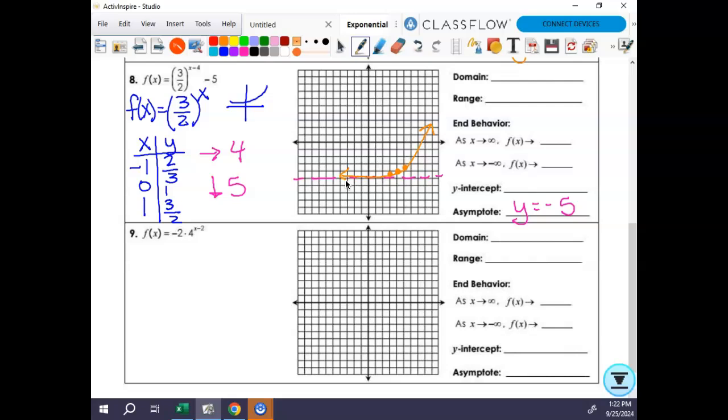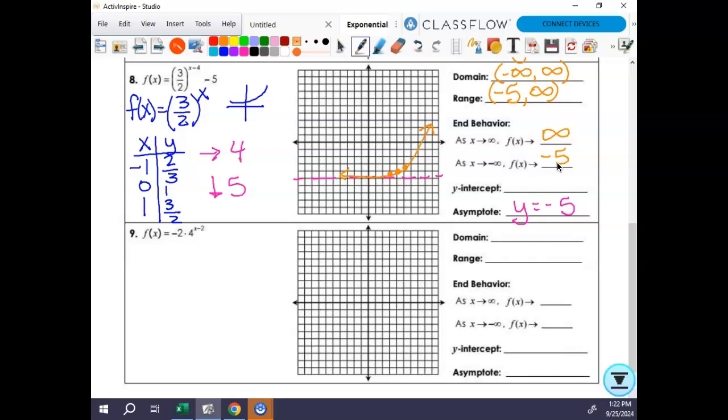Domain doesn't change. -infinity to infinity. Range, where do we start? -5, good. Go to infinity. As x approaches infinity, what is y approaching? Everybody say it. Infinity, yes. As x approaches -infinity, what is y approaching? -5, thank you.